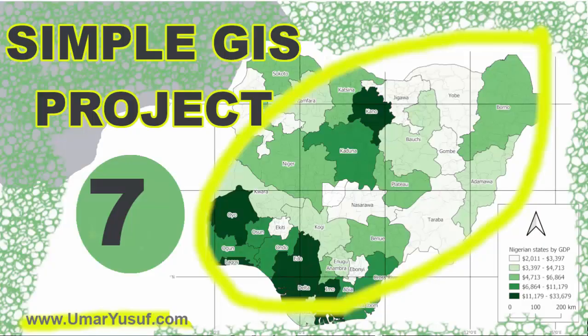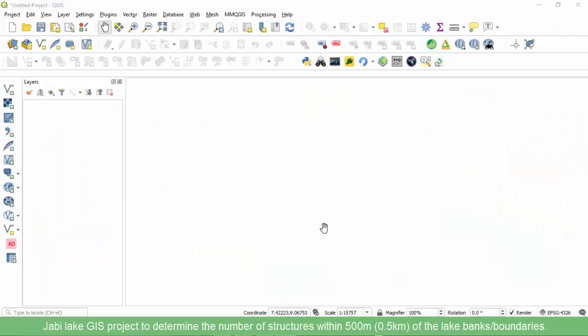Hello and welcome to another episode in the series of doing simple GIS projects. So in this episode, we are going to look at a project where we are going to find out the number of structures that are within the radius of 500 meters or half a kilometer within a particular lake.